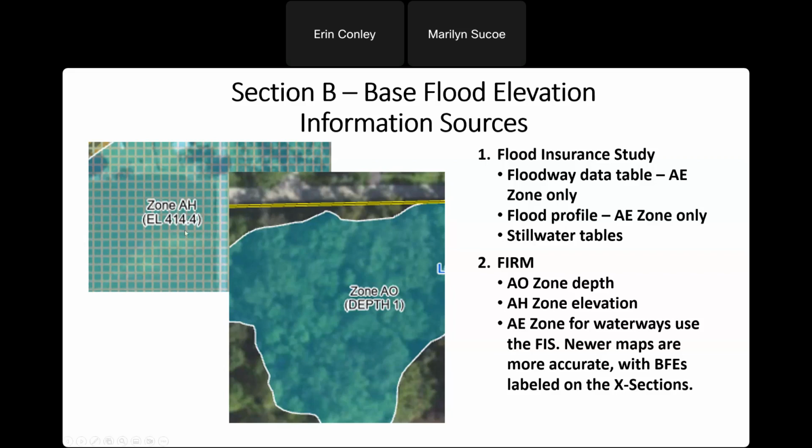Versus this AH zone is more of a ponding area where water is filling up into a bowl, and it will reach that elevation before it can spill out of that ponded area.